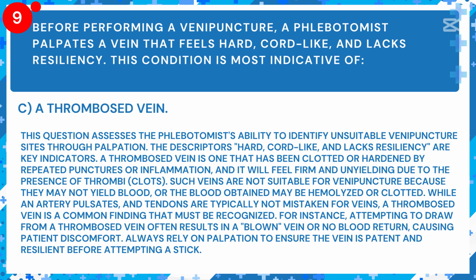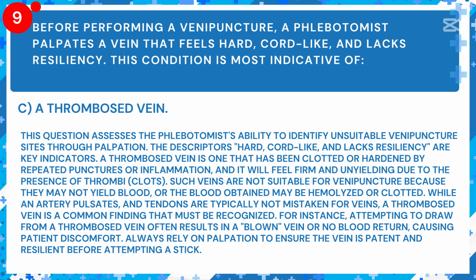Answer: C. A thrombosed vein. Explanation: this question assesses the phlebotomist's ability to identify unsuitable venipuncture sites through palpation. The descriptors hard, cord-like, and lacks resiliency are key indicators. A thrombosed vein is one that has been clotted or hardened by repeated punctures or inflammation, and it will feel firm and unyielding due to the presence of thrombi, clots.